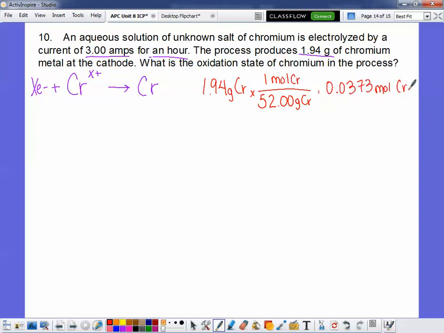0.0373. All right, that'll be information we'll use later because we can't go any further with that. We can't then convert that to moles of electrons because we don't know how many moles of electrons we have. How can we find the moles of electrons that we have? Convert hours to moles, right? Using the time and the amps.